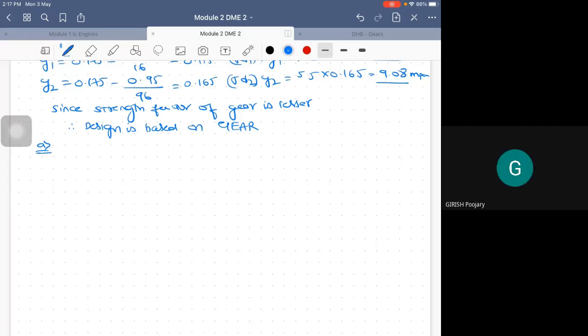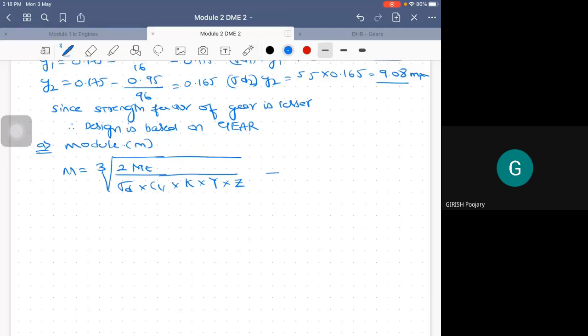Module. So to find the module, what is the equation? Take it from the equation m is equal to cube root of 2 times mt divided by sigma d cross Cv cross K cross Y cross z. This is equation number 12.5, page number 204. Note it down. Next, calculate one by one.